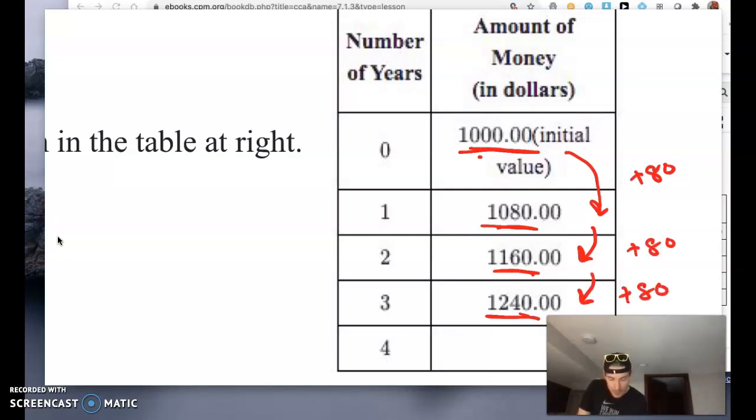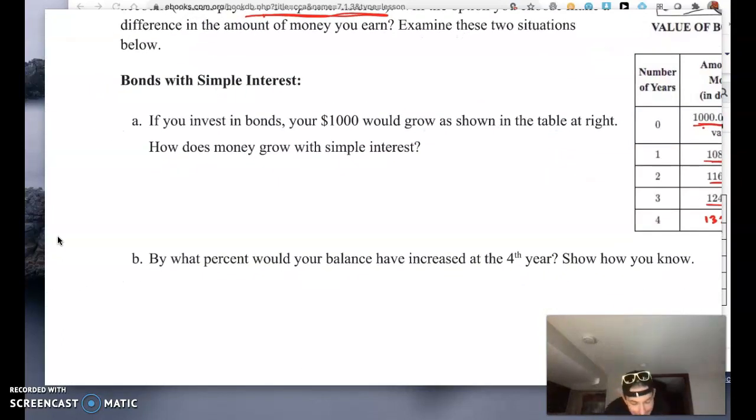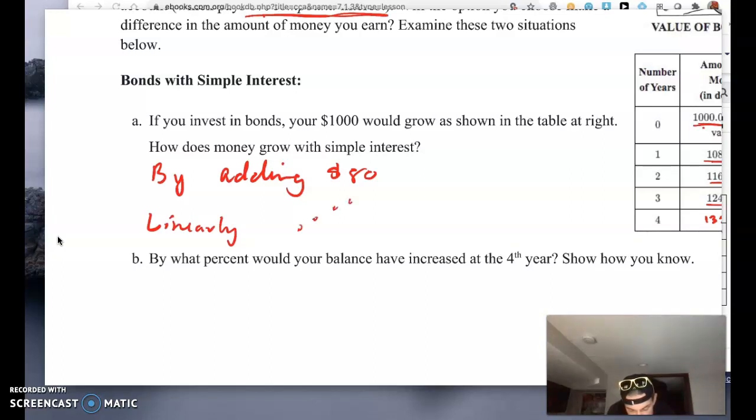This to me means it's a predictable pattern. I'm going to go ahead and add another 80 bucks. That's $1,320, okay? And in case you don't remember in our work back from chapter 5, this is growth by adding, and I'm just going to make that note, by adding $80. And how does that grow? That's linearly. Okay, that means if we were to take all these points and plot them, they'd make a line, a straight line.